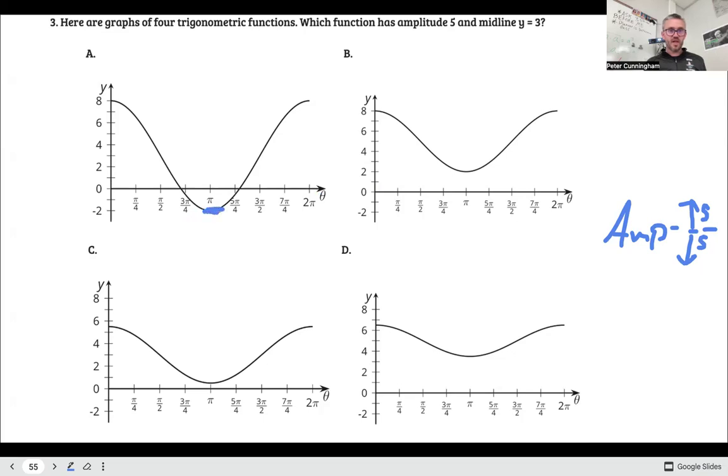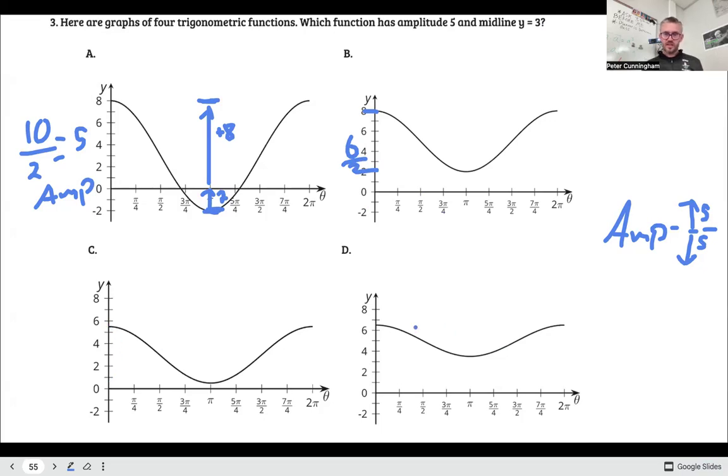So let's look at this first one, A. It's at -2 on the bottom. On the top is 8. So if this took 2 to get up and then went up 8 more, 8 plus 2 is 10. Dividing that by 2, and you have 5. That's the amplitude we're looking for, right? It's the only one that is that big. 8 to 2 is just 6. We don't want 6. 6 divided by 2 would be the amplitude there. Here from 5 to 1, so that's not what we want.